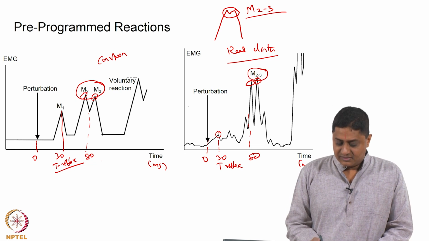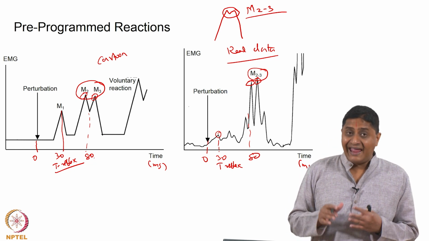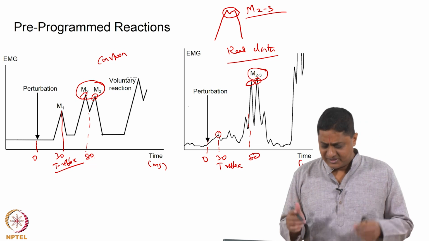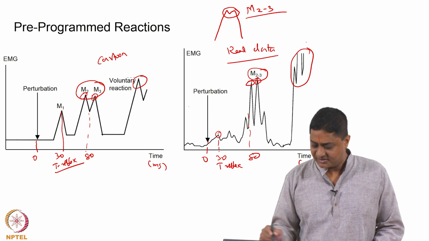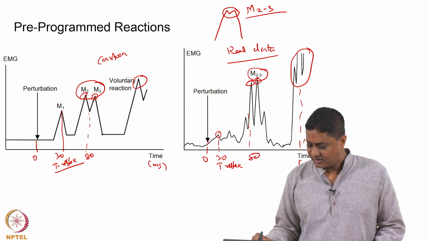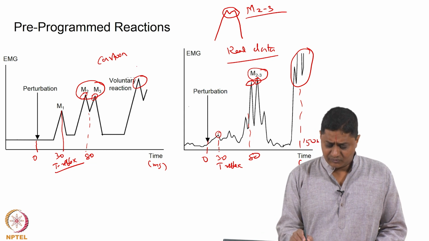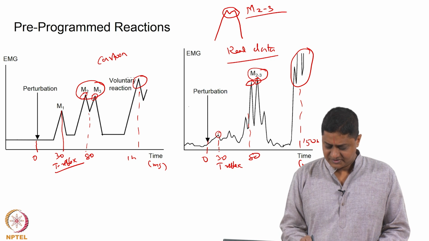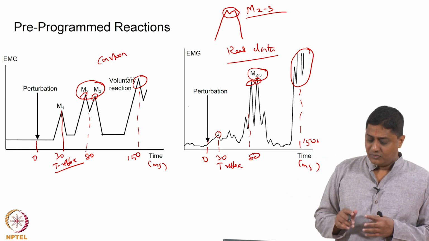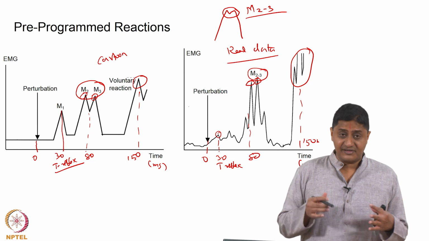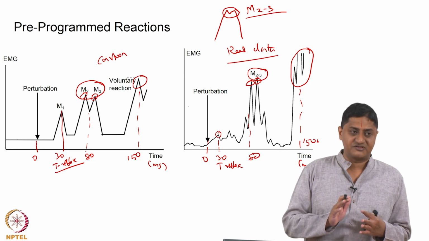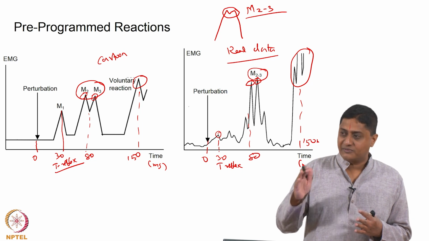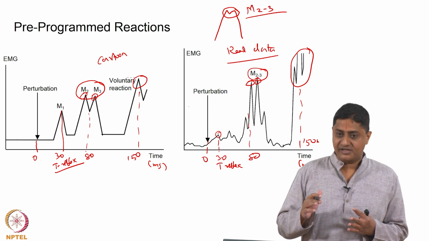So this happens at 70 to 100 milliseconds, and then voluntary reaction will follow. Here is the voluntary reaction. What is the time scale? 150 milliseconds, or definitely greater than 100 milliseconds. Note that one does not affect the other. A perturbation will be immediately first responded to. There is a first response from the T reflex, then followed by M2-3, and then followed by voluntary reaction.